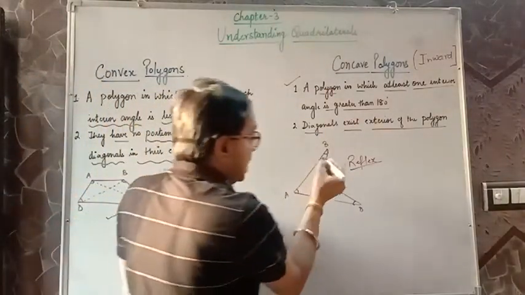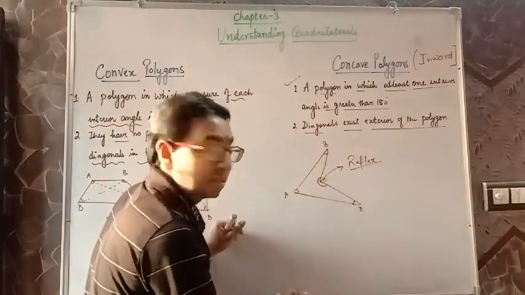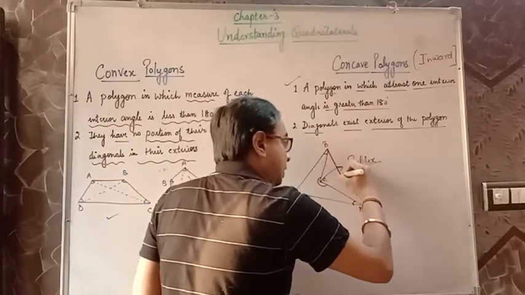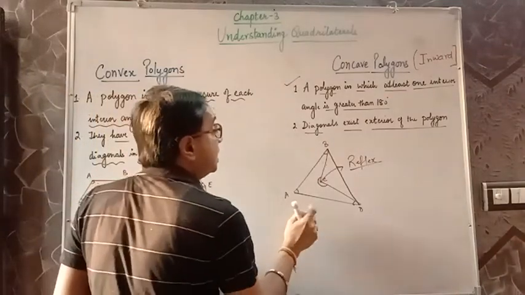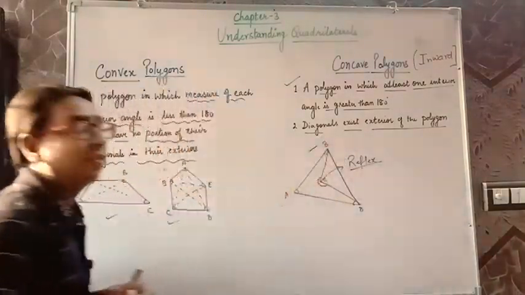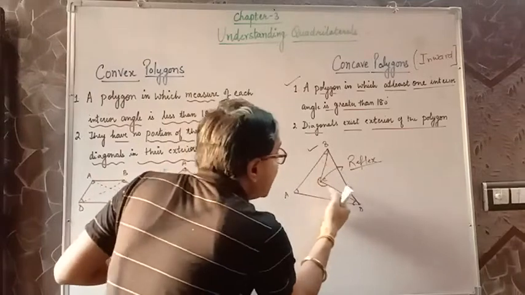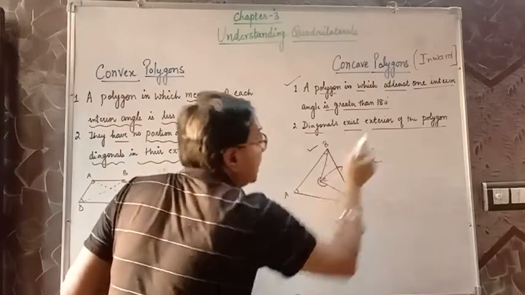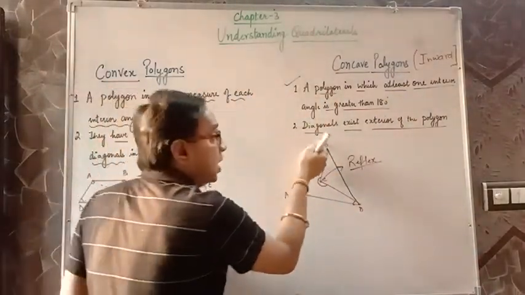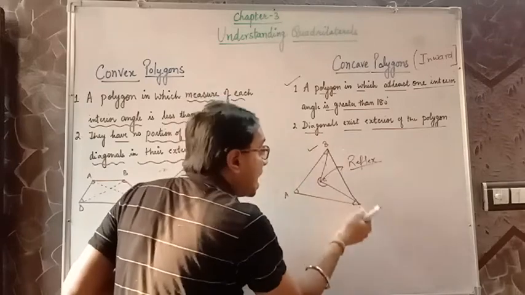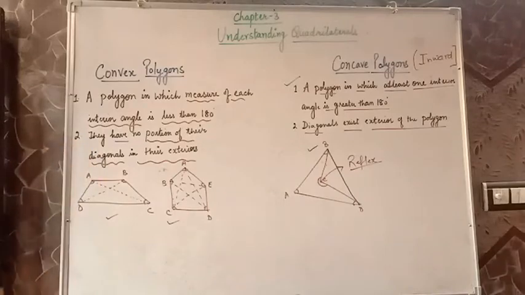Clear? Next, if A and D are non-consecutive vertices and I join them, it will be called what? Diagonal. The diagonal is exterior to the polygon, hence concave. Are we clear? So the first condition is, if you see any angle inward in this shape, definitely it is concave. Secondly, if you join non-consecutive vertices you get a diagonal, and if the diagonal is outside the figure, definitely it is a concave polygon. Are we clear?